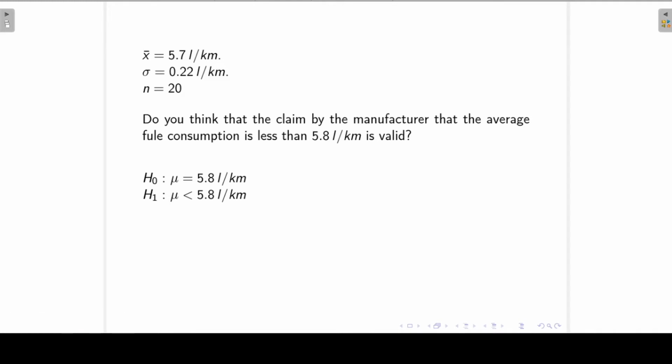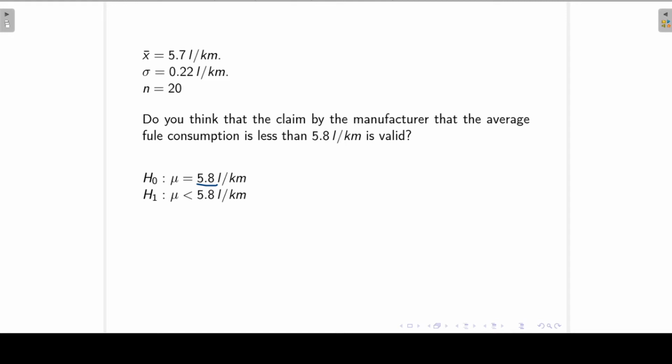Now, the first thing that you will ask is: this 5.7, the sample mean, is it far enough to the left of the 5.8, which is stated under the null hypothesis? Is it far enough from the 5.8 to reject the null hypothesis in favor of the alternative? I think some of you might say that 5.7 is close enough to 5.8, we do not have to reject the null hypothesis. And there might be people that say that 5.7 is far enough to the left of 5.8, we can reject the null hypothesis in favor of the alternative.